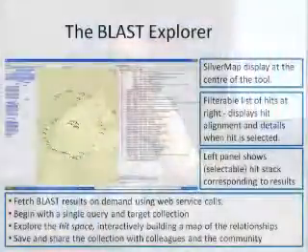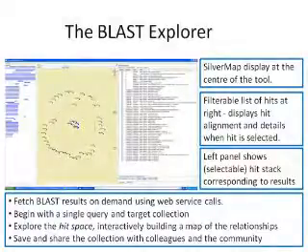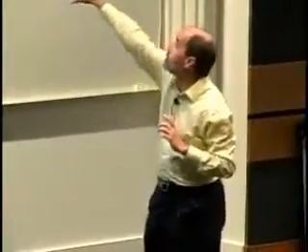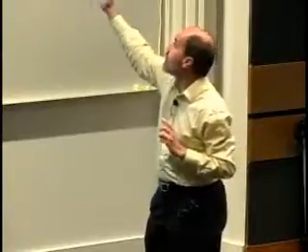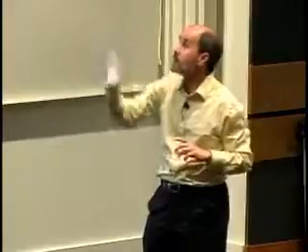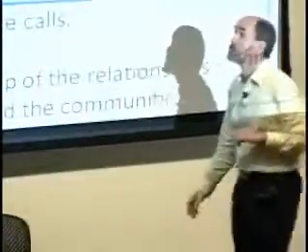And so the BLAST Explorer takes SilverMap as its core, but introduces a couple of other features either side of it. So the SilverMap display remains at the center of the tool, but we have a filterable list of the hits at the right, which display alignments and details when the hit is selected. And at the left, we have the hit stack. The most significant issue, though, is the ability to fetch BLAST results on demand using web service calls.